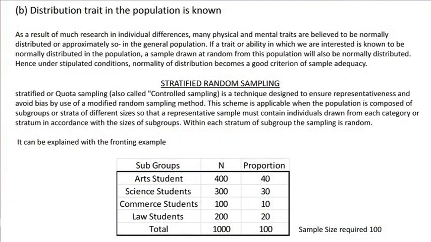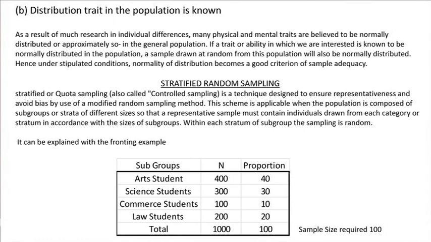What is the solution? The solution is that in such a case, first of all, we will find the proportion of each group according to their size. Now, total population is 1000, art students are 400, and the sample I am to take is 100. Clear? So, the proportion of the arts faculty will be 40, science will be 30, commerce 10, law will be 20. Add it up, it will come to 100.